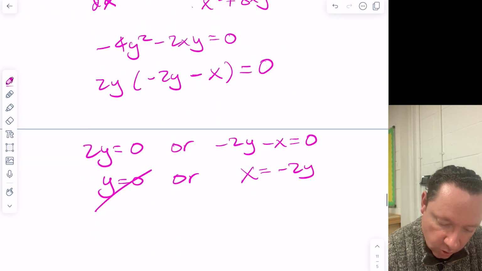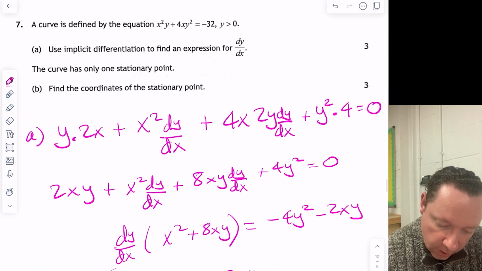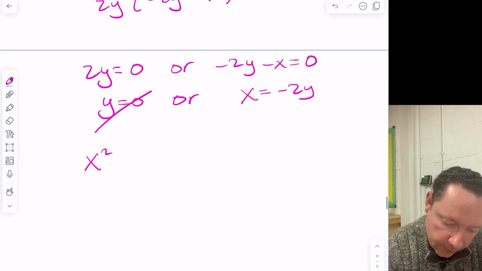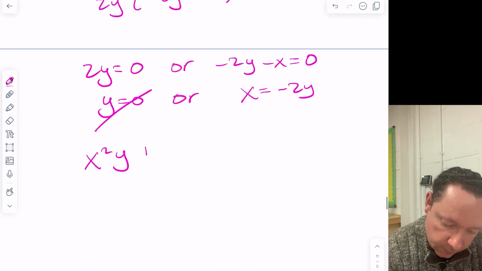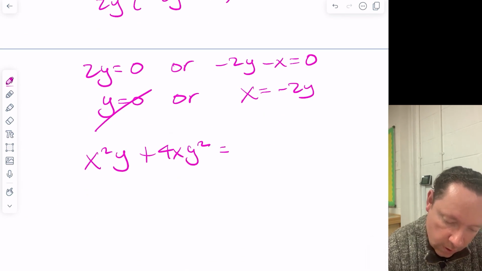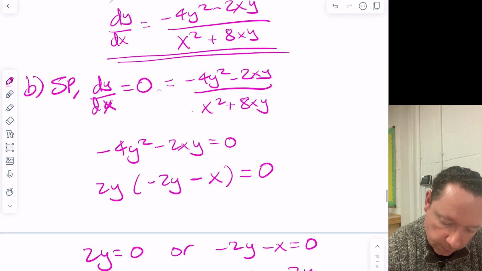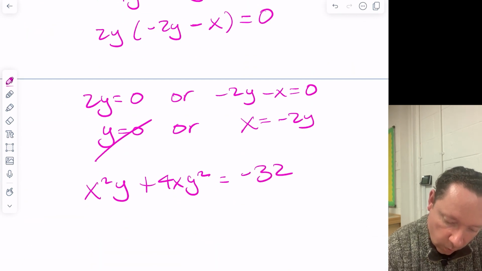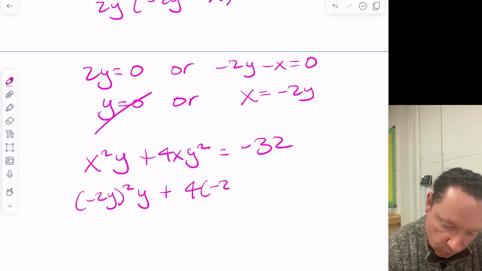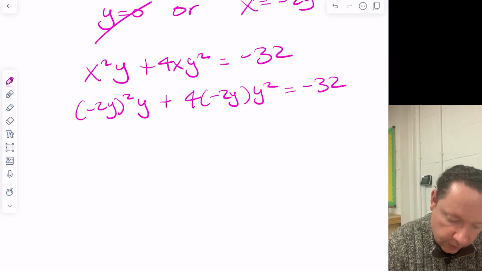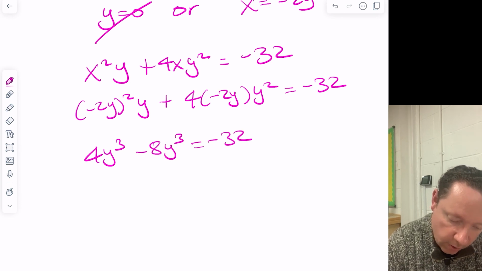So if x is minus 2y, we can just sub it back into the original equation. So we've got x squared y plus 4xy squared equals minus 32. So minus 2y squared times y plus 4 times minus 2y times y squared equals minus 32. So 2 2s is 4, so that's 4y cubed. 4 2s is 8, so that's minus 8y cubed, and that's minus 32. So minus 4y cubed is minus 32.